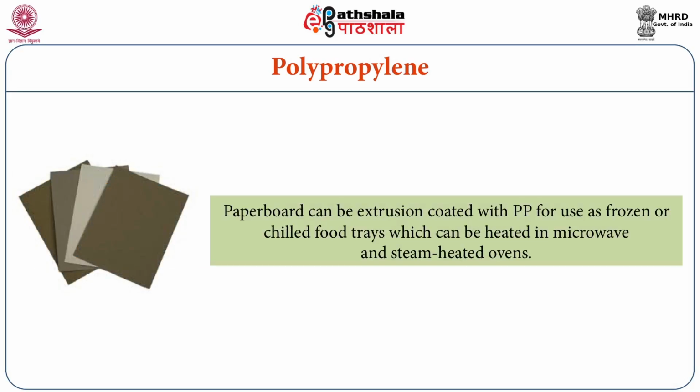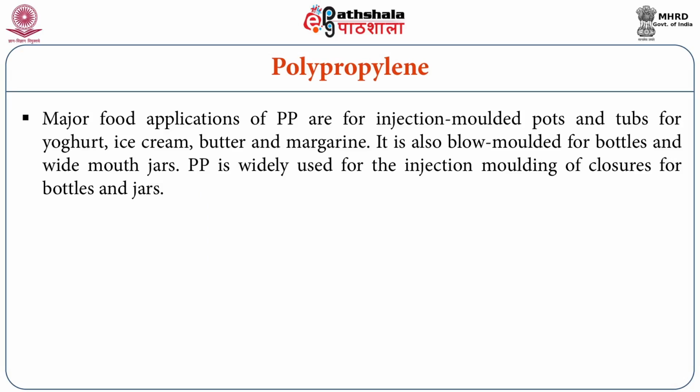Paperboard can be extrusion coated with polypropylene for use as frozen or chilled food trays, which can be heated in microwave and steam heated ovens. Major food applications of polypropylene are for injection molded pots and tubs for yogurt, ice cream, butter and margarine. It is also blow molded for bottles and wide mouth jars. Polypropylene is widely used for the injection molding of closures for bottles and jars.